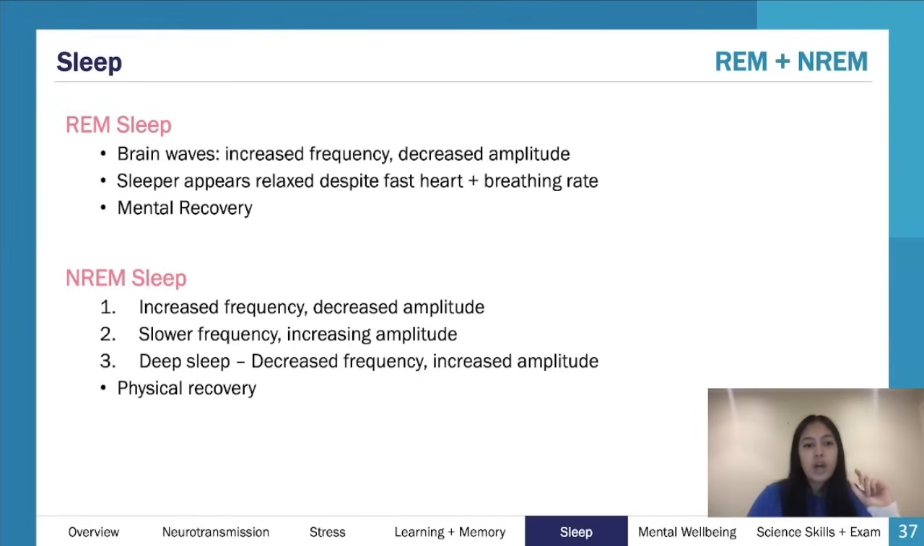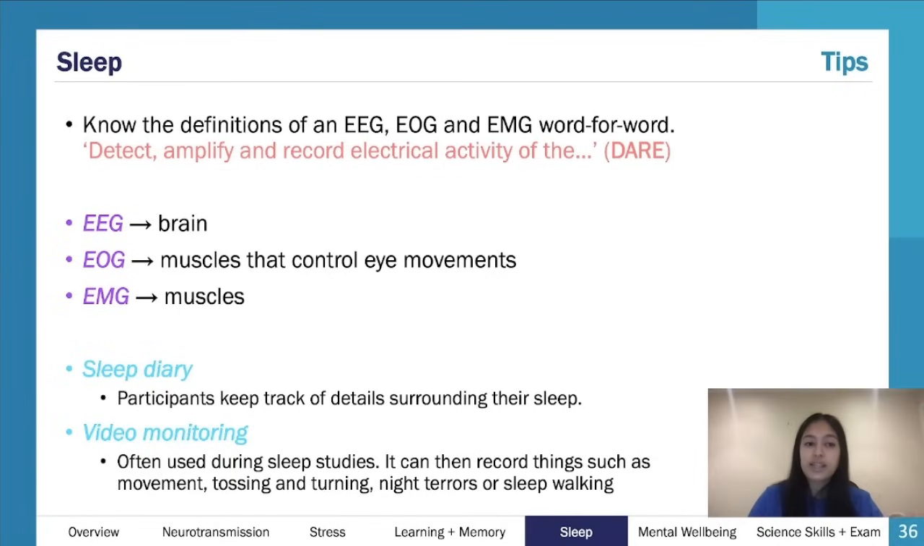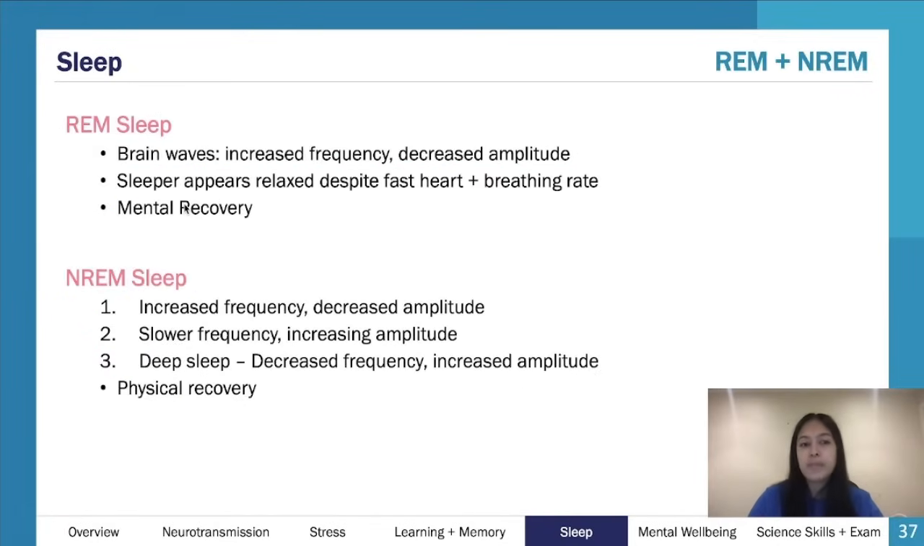Okay, in terms of your REM and your NREM, you've got your REM sleep, which you associate a little bit more with higher brain activity. You don't need to know specific alpha, theta, beta, delta, those things. You just need to understand general brain activity in terms of an increased or decreased frequency, as in the speed at which they occur, or an increased or decreased amplitude, so the height of the waves. Remembering that these would show up on an EEG.